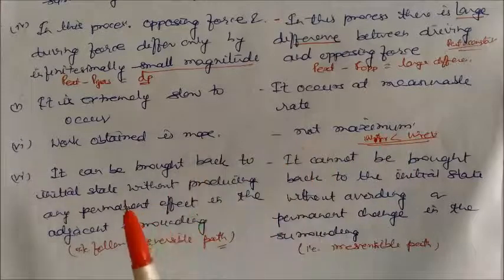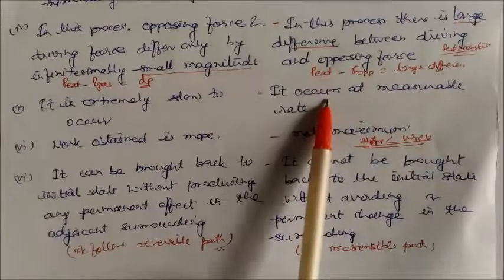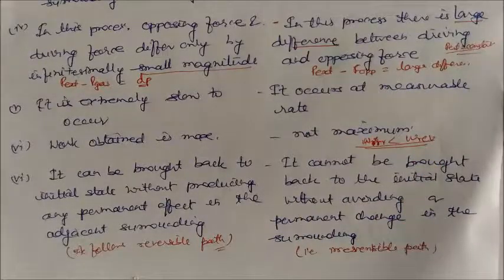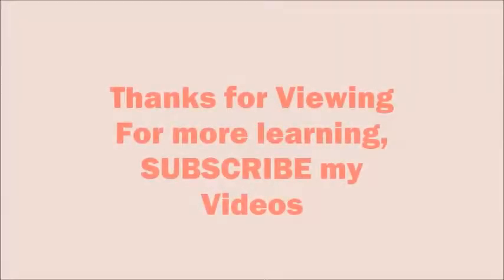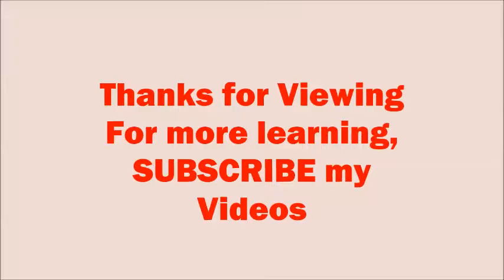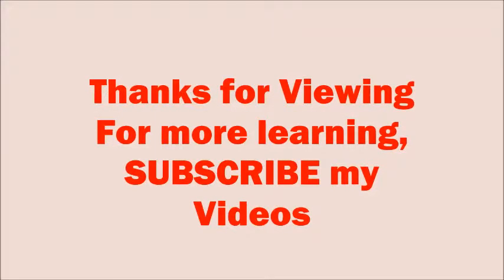Here, the work obtained is maximum, but in this case, work is not maximum. It is always lesser than in the reversible process. We can say the work done of the irreversible process is always lesser than the work done of the reversible process. We will derive this equation after this lecture.